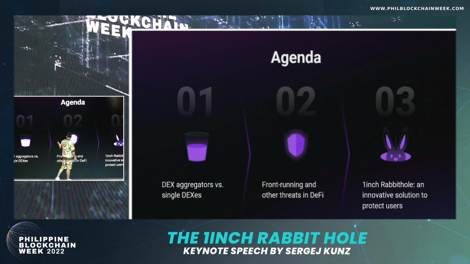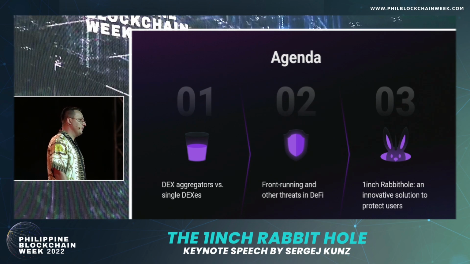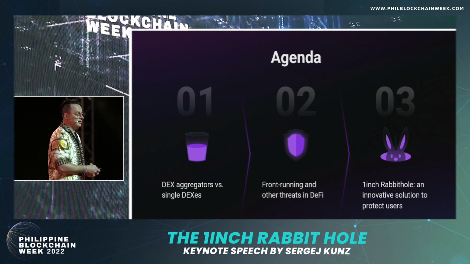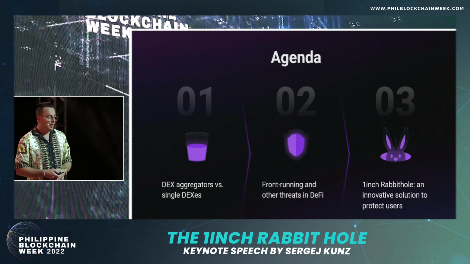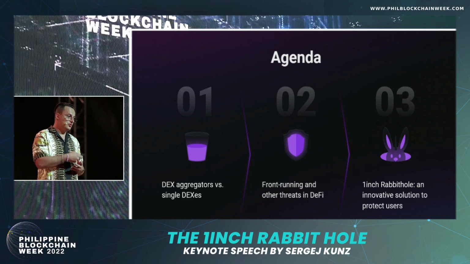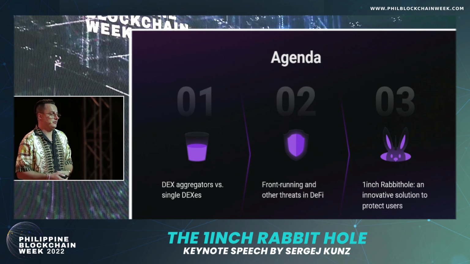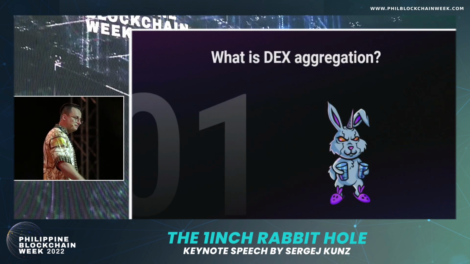So our agenda is about DEX aggregators and single DEXs, front-running, and other threats in DeFi. Also, back-running is one of the things which we solved back in 2019 by introducing our algorithm. And also our unique solution, Rabbit Hole, which we are going to present today as well.